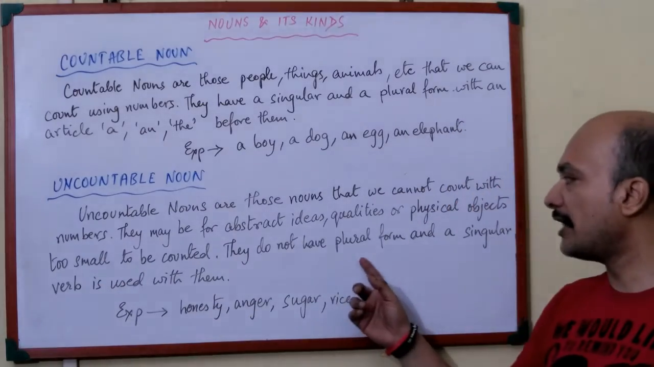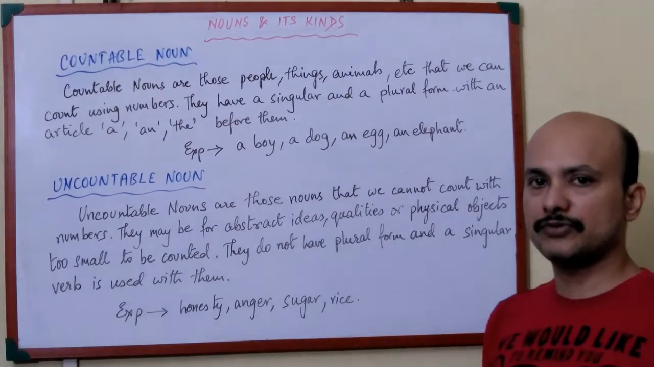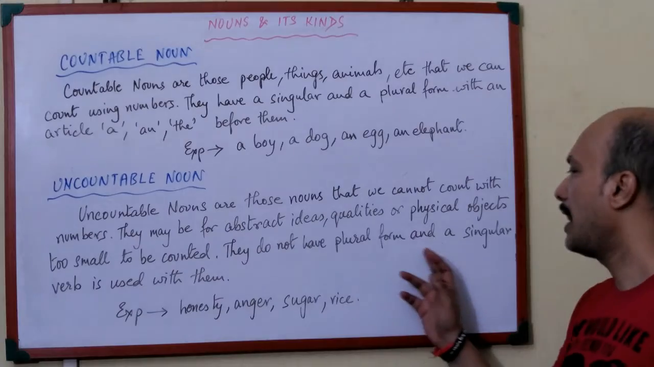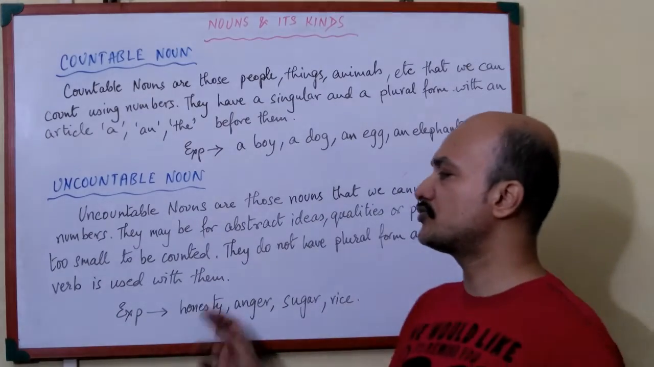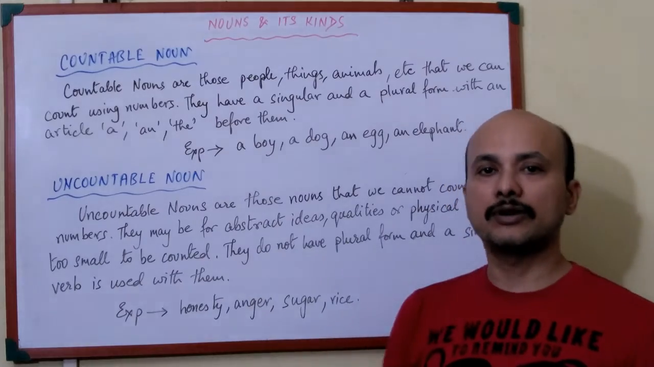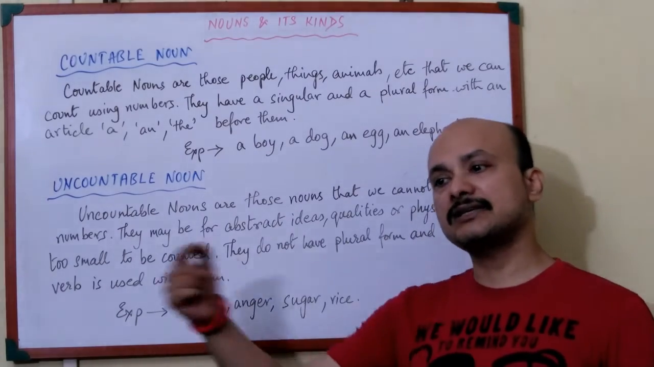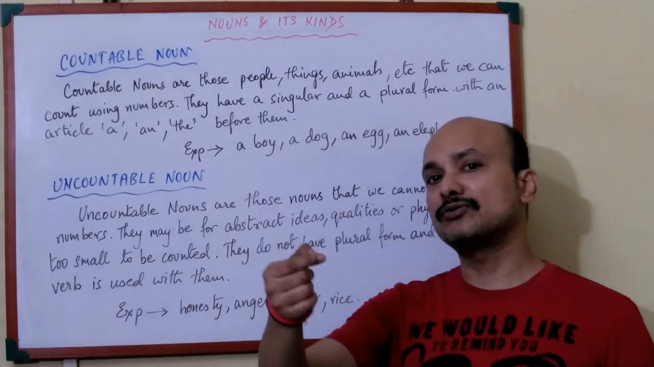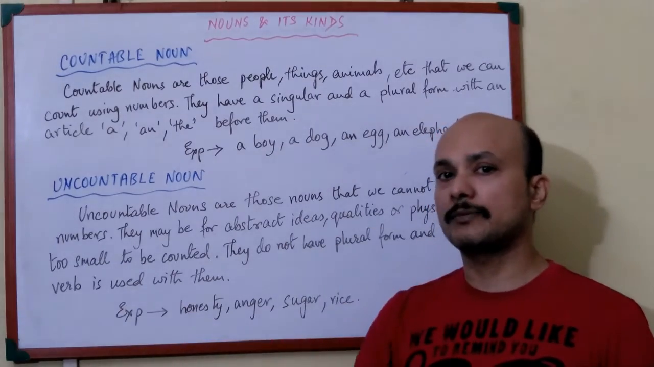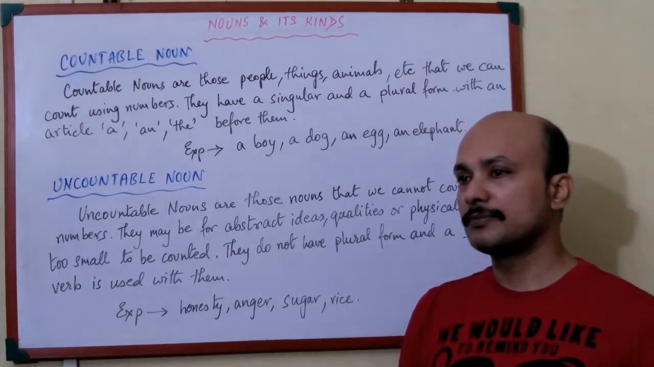Understood? They do not have a plural form. They are only one. That means we only refer to them in the singular. And a singular verb is used with them. Whenever we use them in sentences, we use a singular verb. What is the singular verb? Let's see. Honesty is a good quality. I use the singular verb is. I am not using a plural verb like are or were. I am using a singular verb.